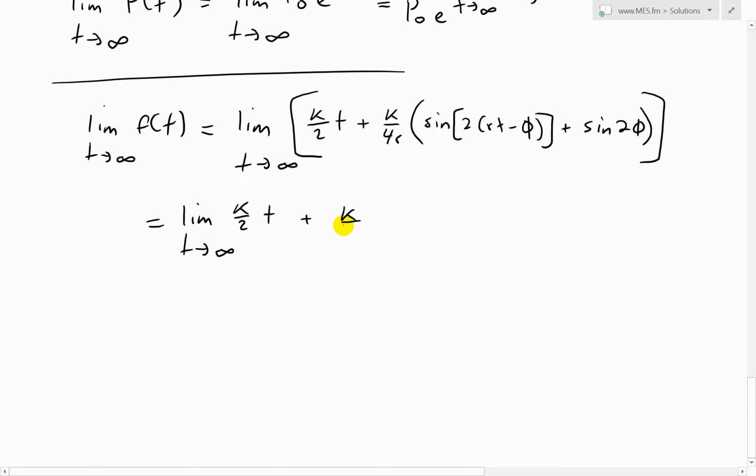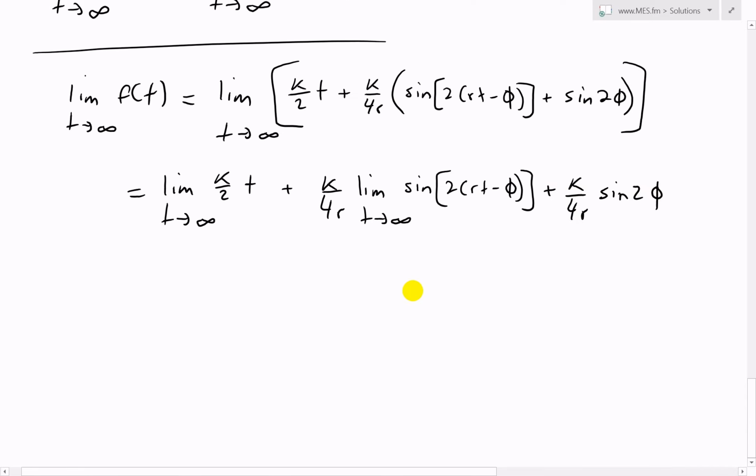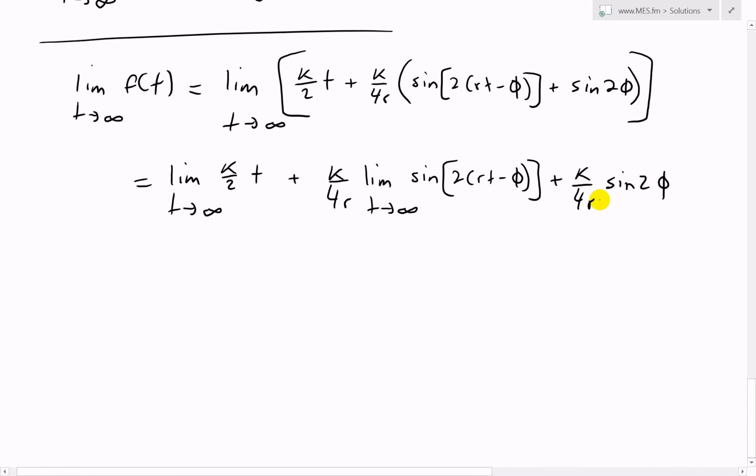So this equals, I'll just take the constant out, k over 4r, and then we have this limit as t approaches infinity of this sine 2, and I'll put this big bracket like that, sine 2rt minus phi, and then expand this here. Since we expanded it, we'll have the k over 4r sine 2 phi, like this. So what we have is 3 terms here. This one doesn't have a limit there because there's no t, so the limit is just going to be itself there.